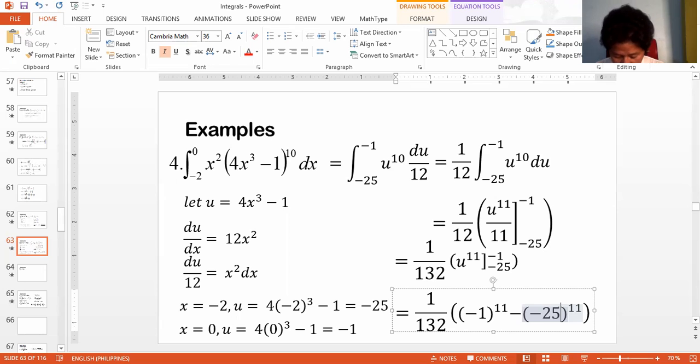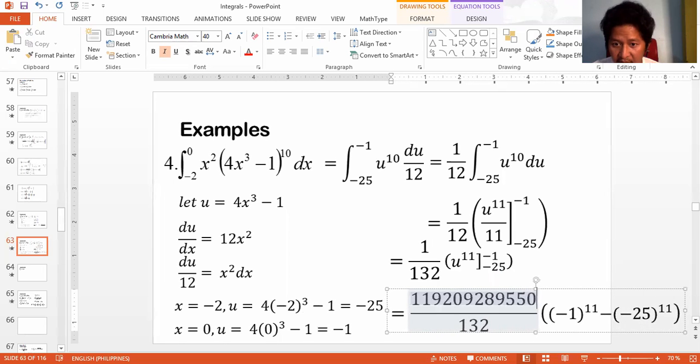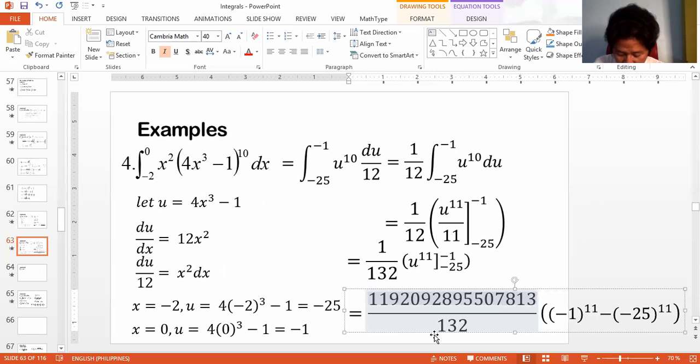Medyo malaki-laking number. And diretso ko na sa calculator ha. Okay, so ang sagot daw sabi sa calculator ay 1192092895507813 over 66.